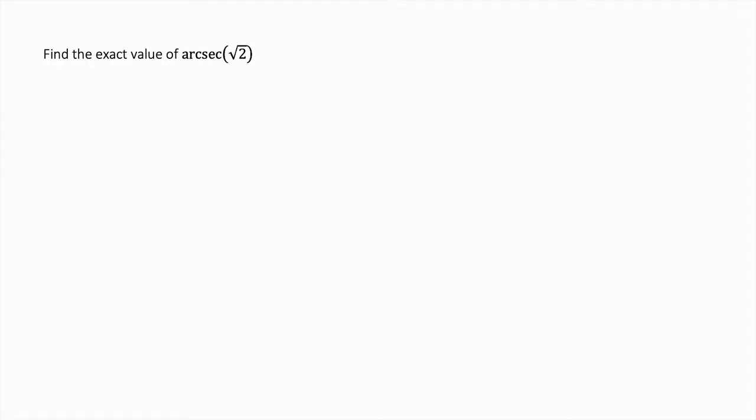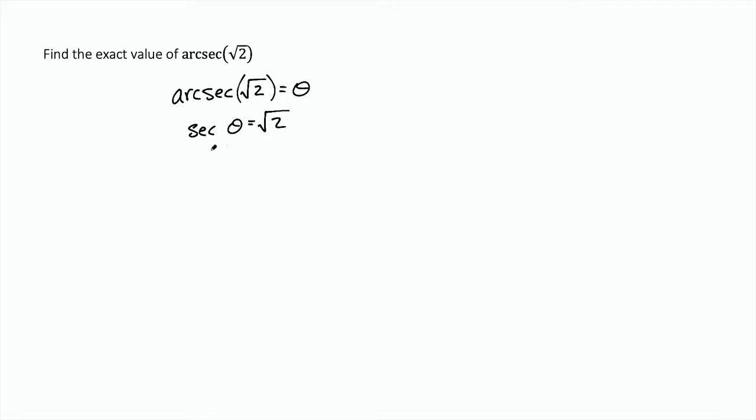Find the exact value of arcsecant of the square root of 2. Well, the arcsecant of the square root of 2, that's an angle, some angle theta. So we can think of it as secant of the angle is equal to the square root of 2.